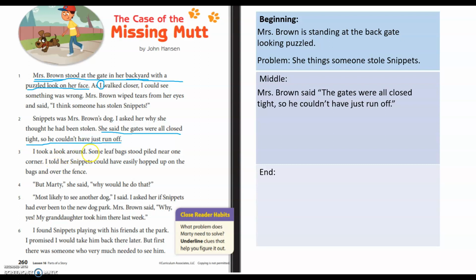I took a look around. Some leaf bags stood piled near one corner. I told her Snippets could have easily hopped up on the bags and over the fence.